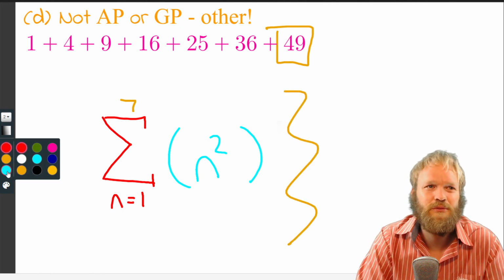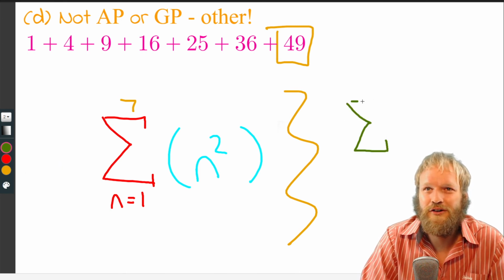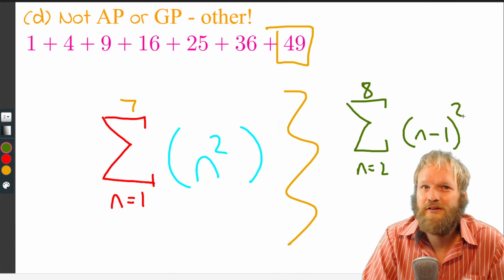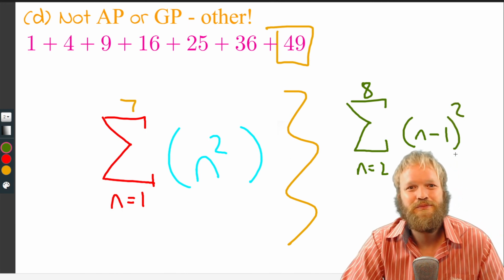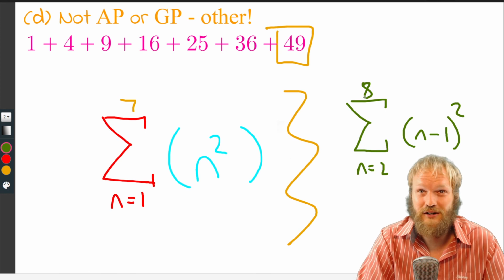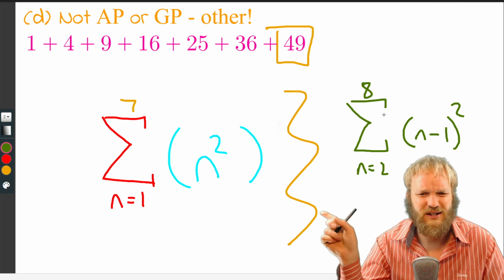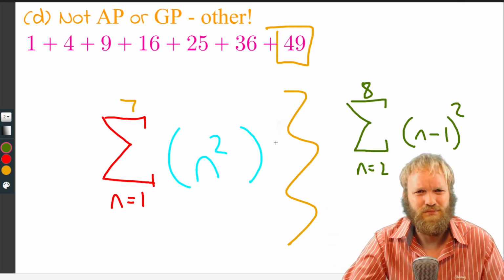Bonus point here. Could you have done this? The sum from n equals 2 up to 8 of (n minus 1) squared. Is that the same? I mean, it looks the same, right? Because 2 minus 1 is 1 squared. And if we went up to 8 minus 1 squared, well, that's 7 squared. So there's no reason that it couldn't have been this one, but that other one fits in more neatly, I think.